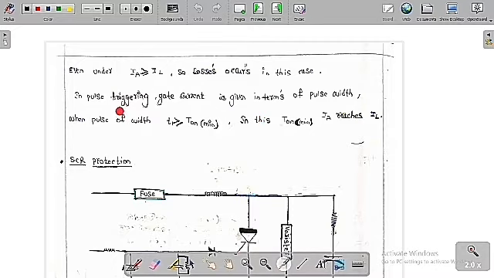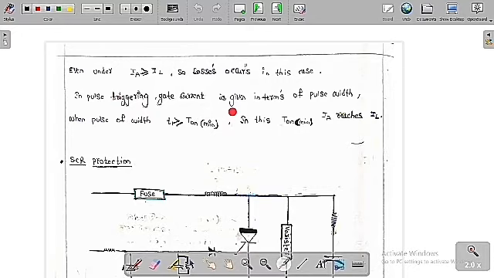Therefore, in pulse triggering, gate current is given in terms of pulse width, and the pulse width should always be greater than or equal to T1 minimum, in which the anode current reaches the latching current. Only then can we ensure that the device is turned on. So either with continuous gate triggering or pulse gate triggering, we can ensure that the device gets on.